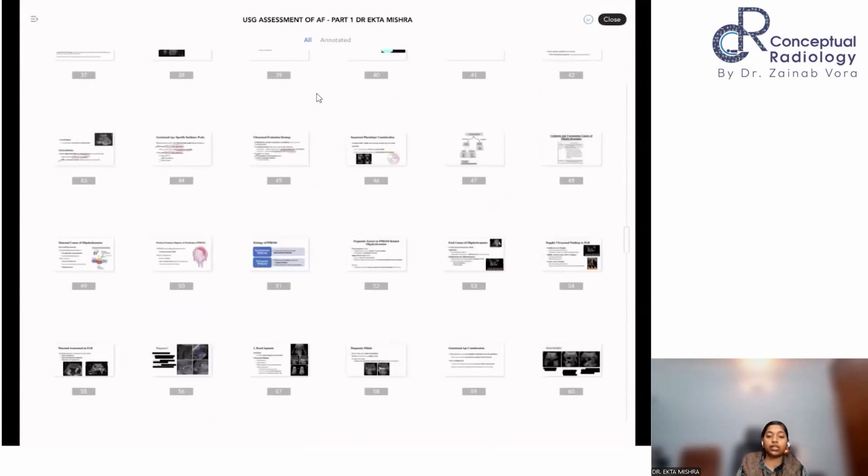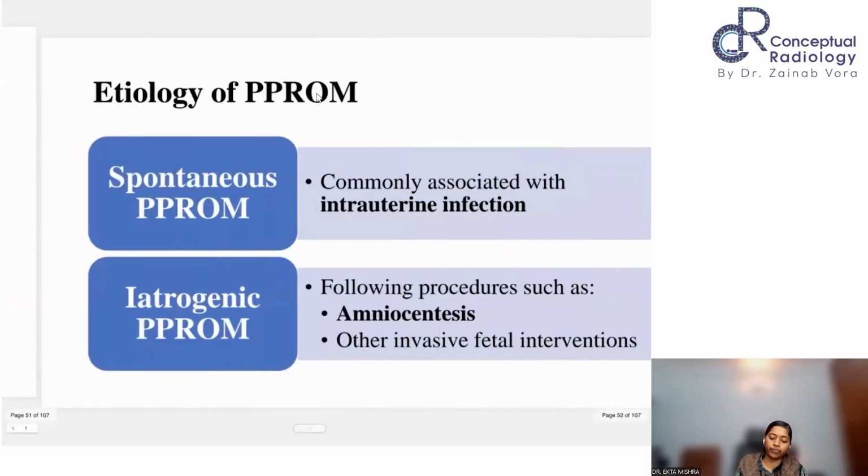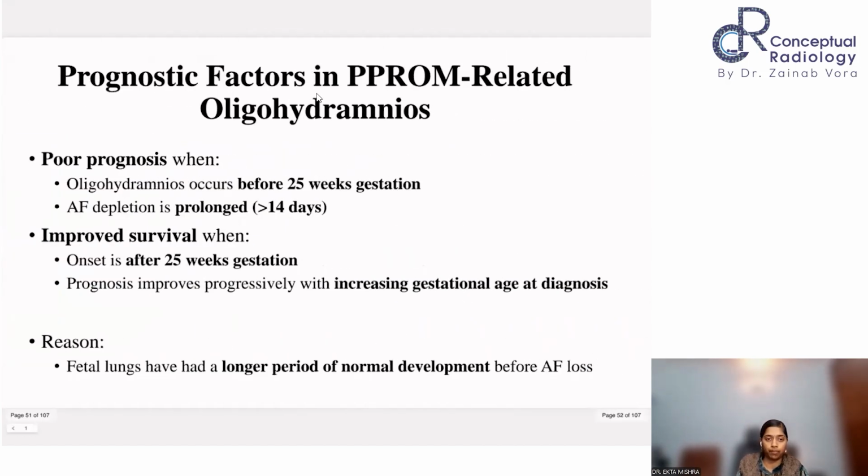Right? Now the diagnosis is clinical. If there is persistently reduced liquor or it's going on decreasing with history of leakage, you can diagnose it on ultrasound as well. Spontaneous PPROM is due to intrauterine infection, and iatrogenic happens if there was an amniocentesis or any fetal intervention done. So iatrogenically also the rupture of membranes can happen.